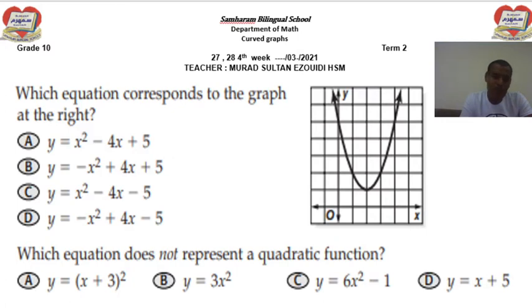But this one, look here, this curve has a negative coefficient, the x squared term is negative, and the turning point, the vertex, is at 2, -1. So the parabola does not cut the x-axis, and this one in fact has no solution.